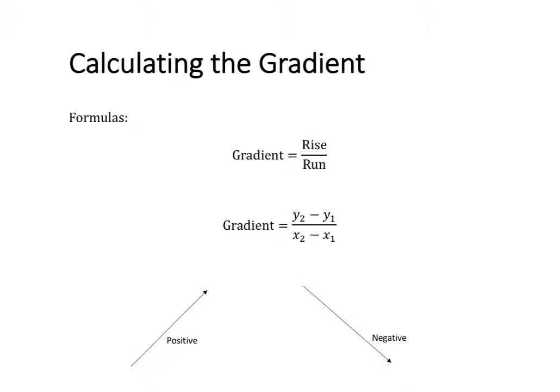Now, when we're calculating the gradient, we are calculating the slope of a line. When the line is sloping upwards, the gradient is going to be positive and the value of the gradient will be a positive number. When the line is sloping downwards, the gradient is going to be negative and the value of the gradient will be a negative number.